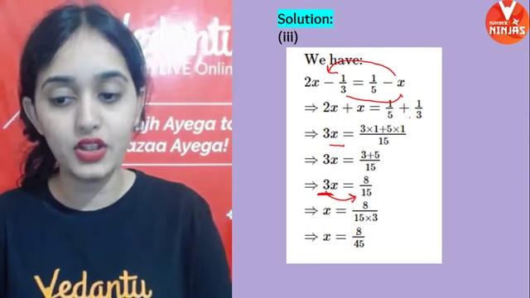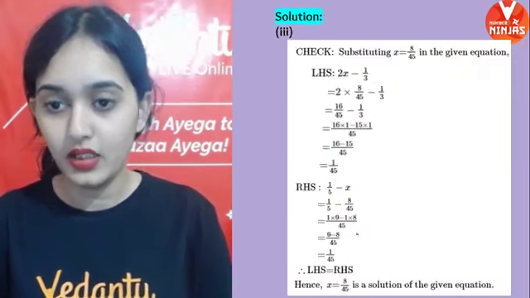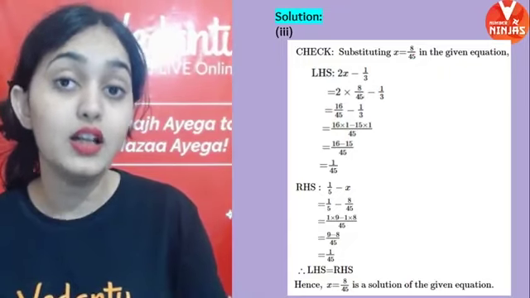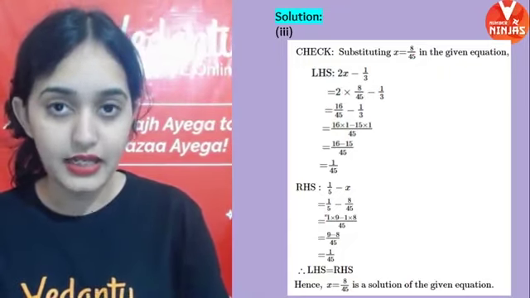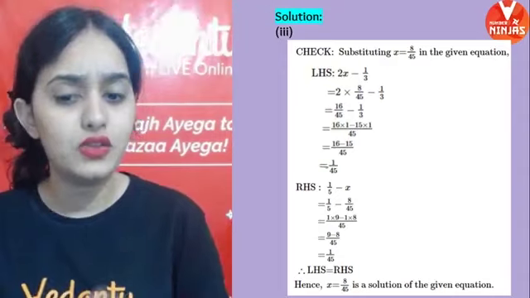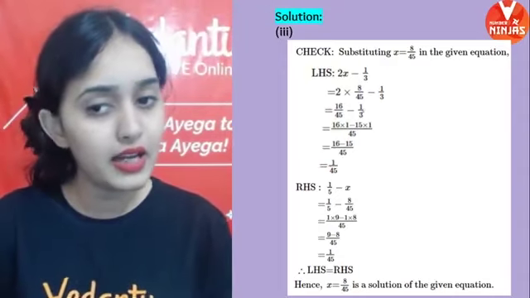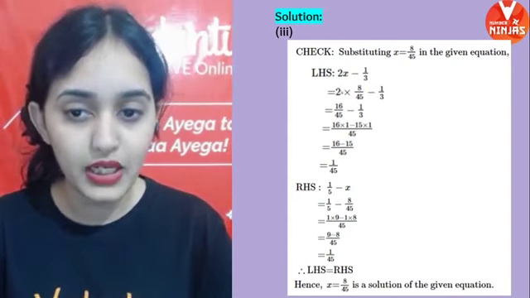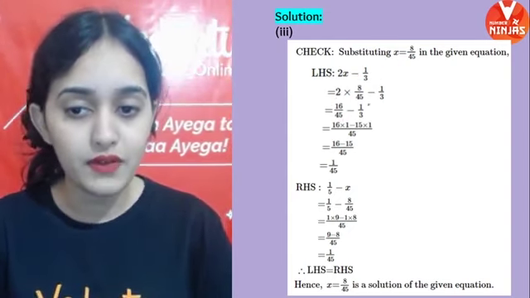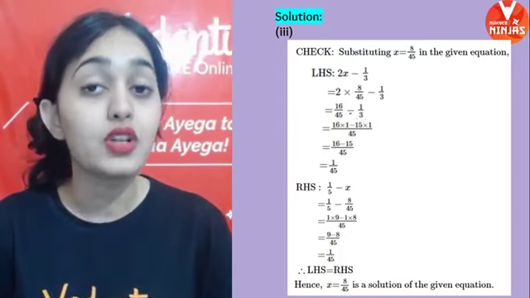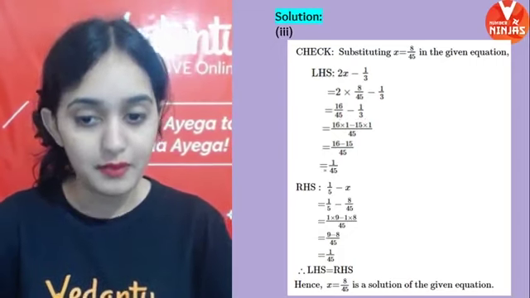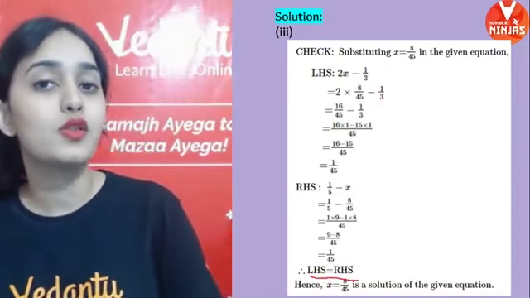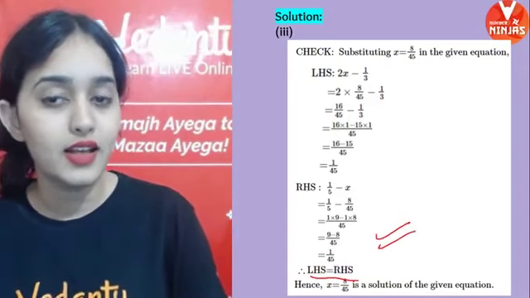Okay guys, understood? And if we have to check, what we will do, we will substitute this value in the left hand side and our right hand side, and if we get left hand side equals to our right hand side, means our answer is correct. So let's do it. X is equal to 8 divided by 45. When we are putting it, we will get 16 by 45 minus 1 by 3. Subtraction of fractions, we got 1 by 45. Similarly here we got 1 by 45. So that means what? LHS is equals to RHS. So our answer is correct.